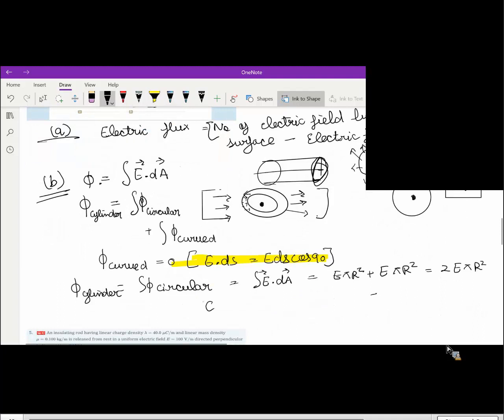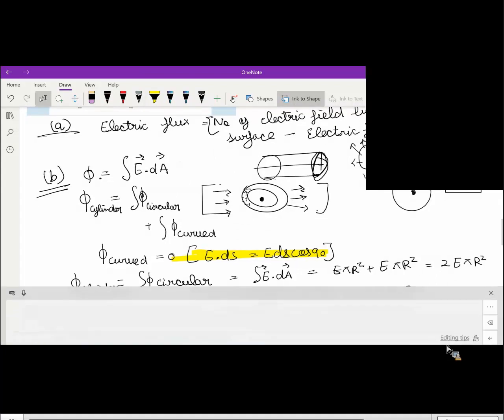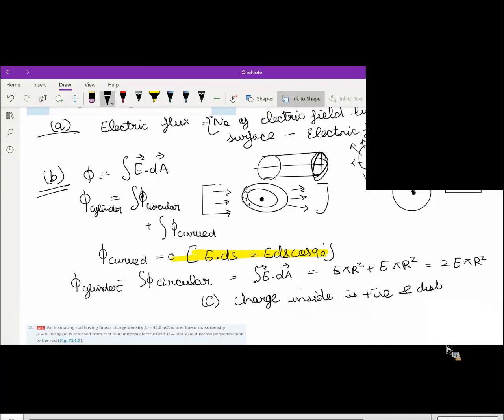I'll write it. C, charge inside is positive and distributed parallel to the curved surface. I hope it makes sense.